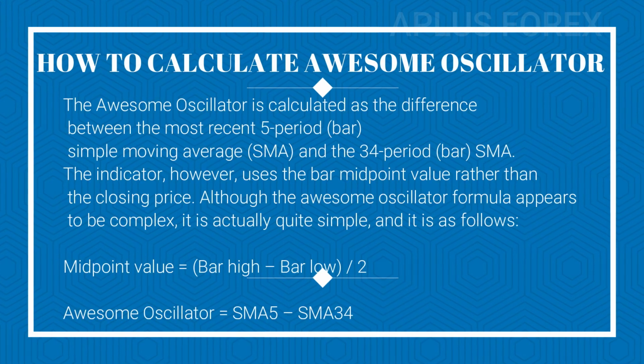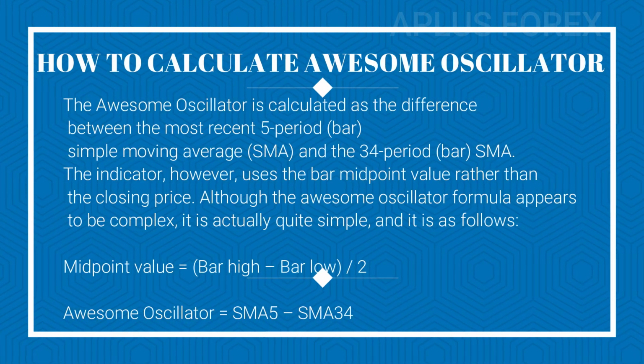The Awesome Oscillator is calculated as the difference between the most recent 5-period bar simple moving average and the 34-period bar simple moving average. The indicator, however, uses the bar midpoint value rather than the closing price. Although the Awesome Oscillator formula appears to be complex, it is actually quite simple, and it's as follows. The midpoint value is equal to the bar high minus the bar low divided by 2. Now the Awesome Oscillator will be the simple moving average period of 5 minus the simple moving average period of 34.